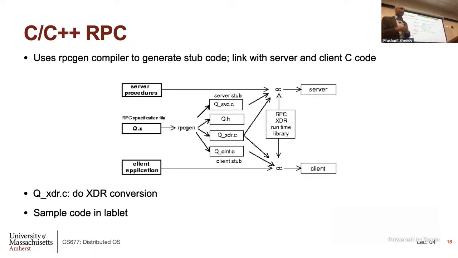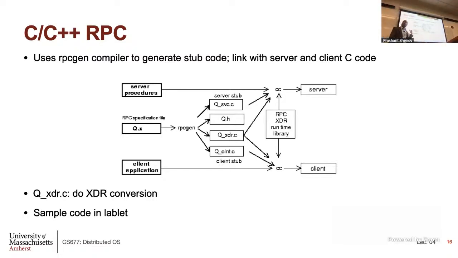We'll be encountering this later on in the course as well when we talk about distributed file systems, which use RPCs, and they specifically use C and C++ RPC. And the lablet actually has code for whatever I'm showing you here. So even though you will not write any code, you will still compile that code and try it and make sure you understand how it works. But this is the general process.